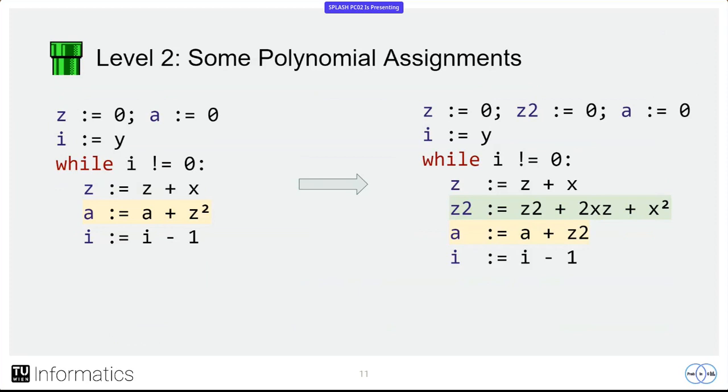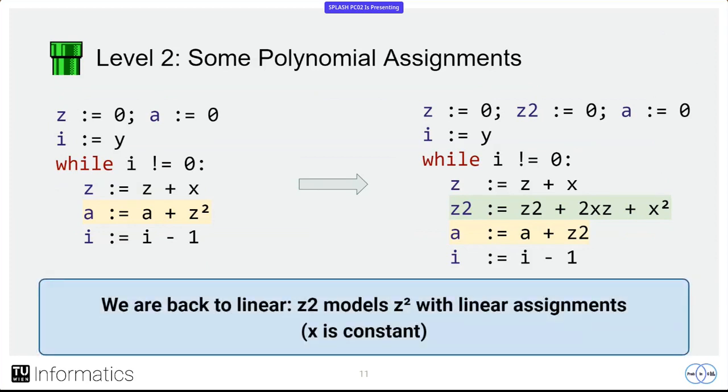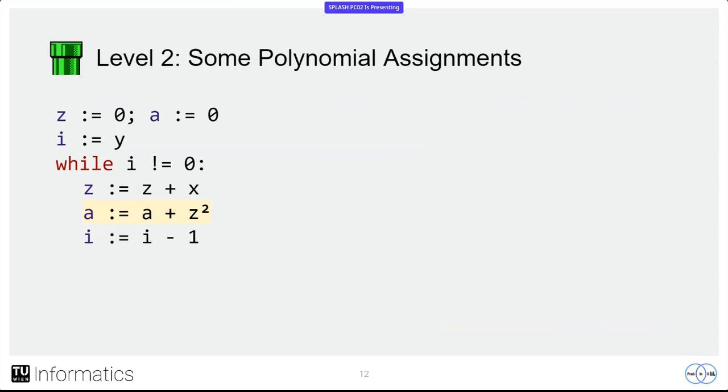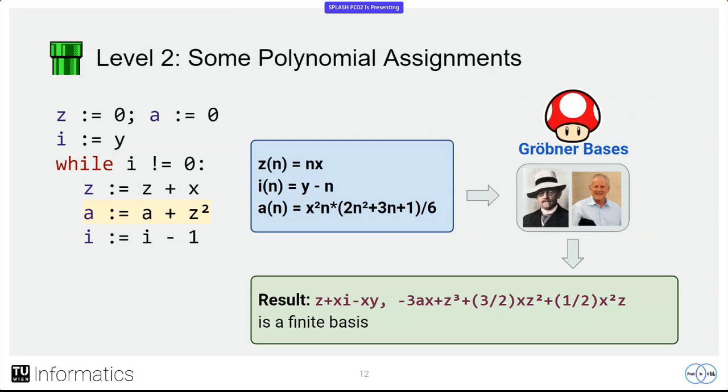So we introduce this new variable z2, and in the loop body, the assignment for z2 is just the square of the assignment of z. So you just take z plus x, square it, and then you replace all the z squares in the program by the new variable z2. And remember, x is just a constant, so x squared is also a constant. So the assignments are now linear. We are back to the linear case, to the easy case. We can do this whole procedure of constructing the recurrences, solving the closed forms, and using these closed forms to compute the invariants. Okay, there's a nice trick, and if you're interested, this is the basis actually. So now we have two elements in our basis, the closed forms.